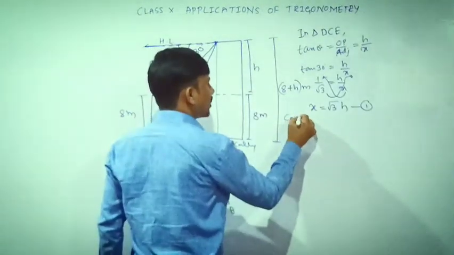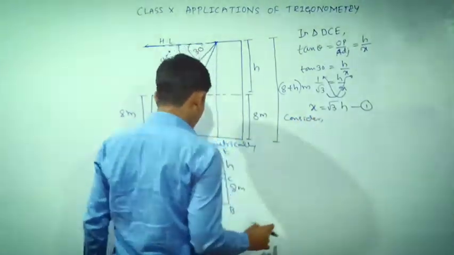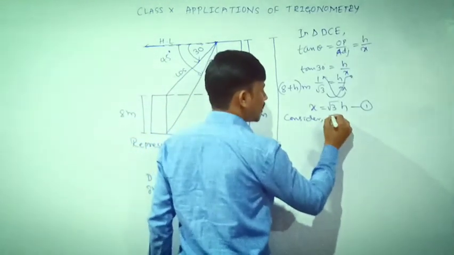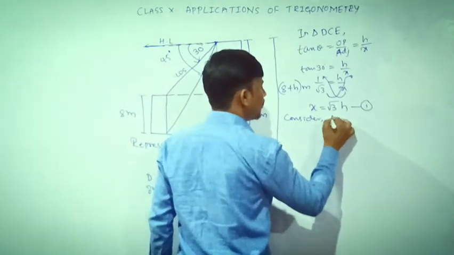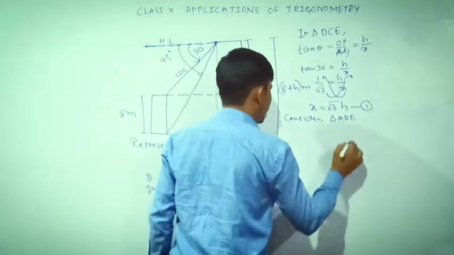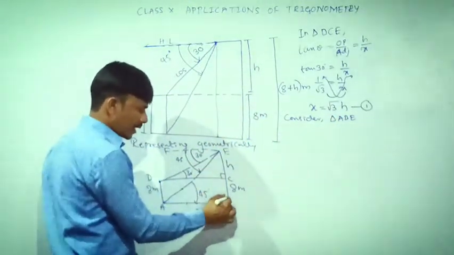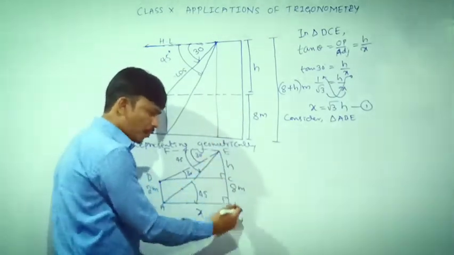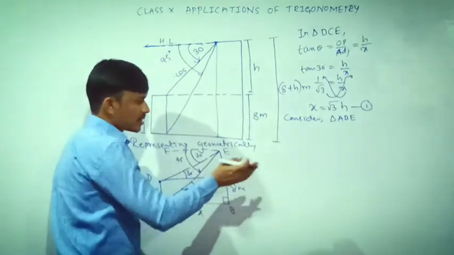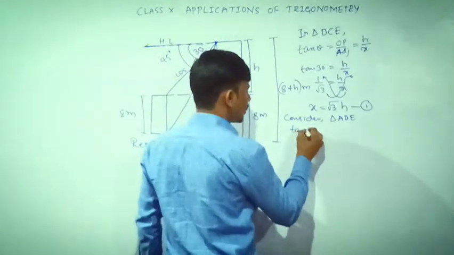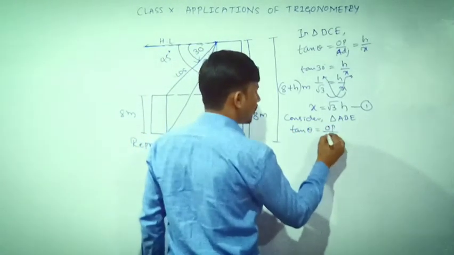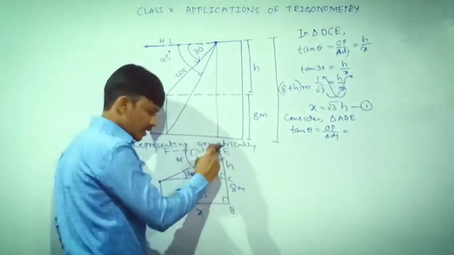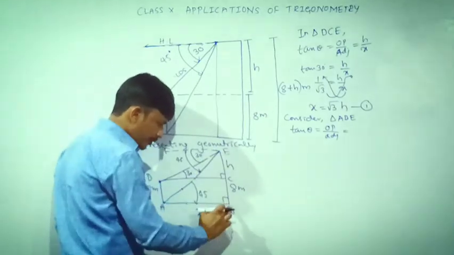Consider the bigger triangle, ABE. In triangle ABE, angle B is equal to 90 degrees. Let us apply tan B. Why? Opposite divided by adjacent. Applying tan theta is equal to opposite divided by adjacent. What is opposite here? 8 plus h. This is the opposite for this angle.